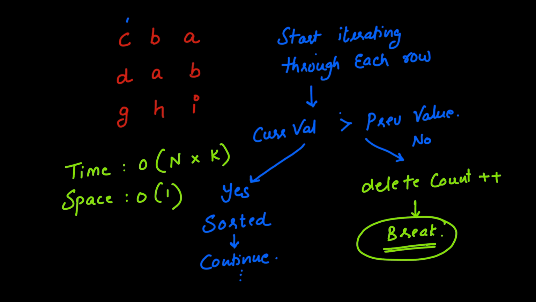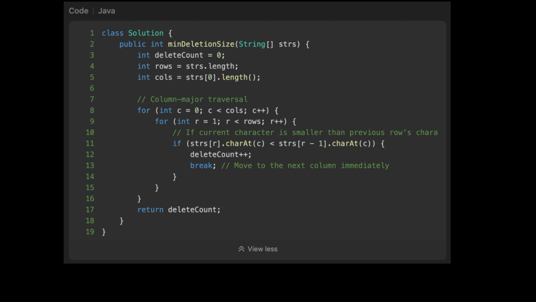Let's look at the implementation in Java. In this Java implementation, I start by initializing a few variables to record the delete count and the rows and columns values. Next step is to run nested for loops to iterate through all of the characters across all of the strings. The outer loop will point at the column and the inner loop will point at the rows.